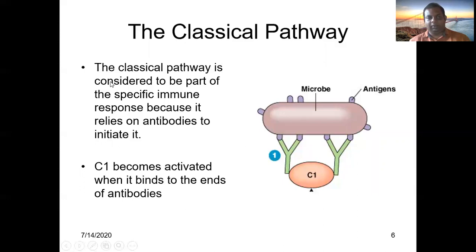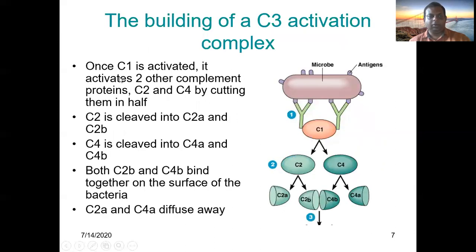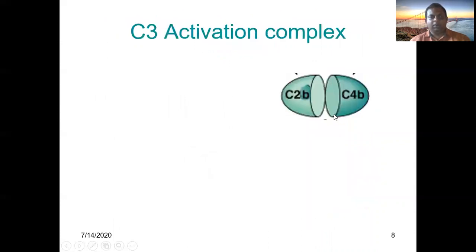The classical pathway is considered part of the specific immune response. It relies on antibodies. Here, it activates C1 in the presence of antibodies on the microbes. This is the C1 binding portion. It leads to cascade activation. C1 in turn cleaves C2 and C4 to form C2A, C2B, C4B, C4A likewise. This leads to the formation of the C3 activation complex.